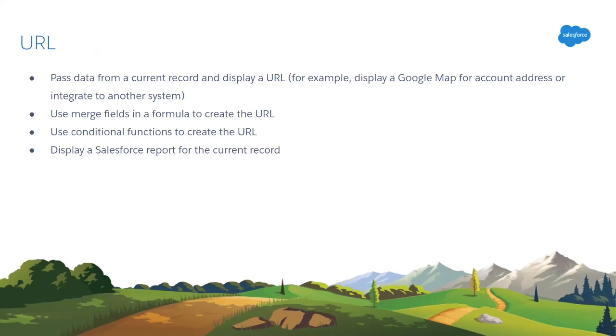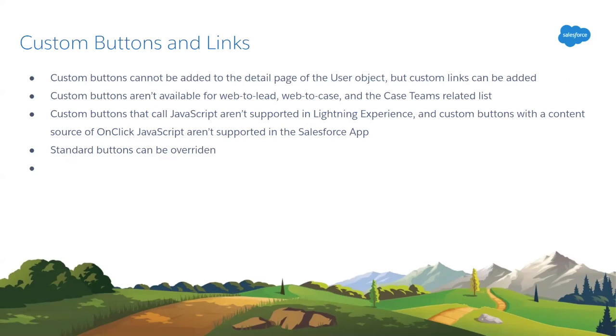Some of the capabilities with the URL: you can pass data from a current record and display it in a URL. You can merge different fields from Salesforce to create the URL, using conditional functions to create the URL. And you can also have the URL display a Salesforce report related to the record that's pulled up.